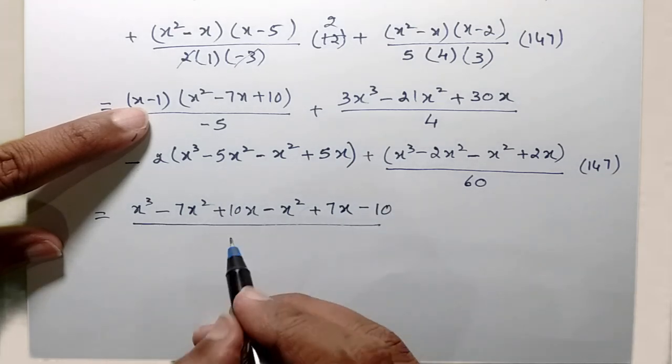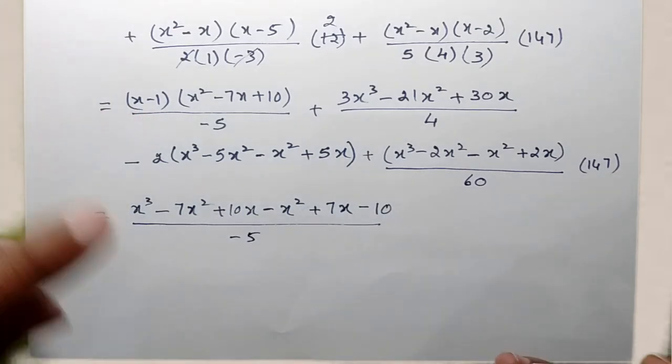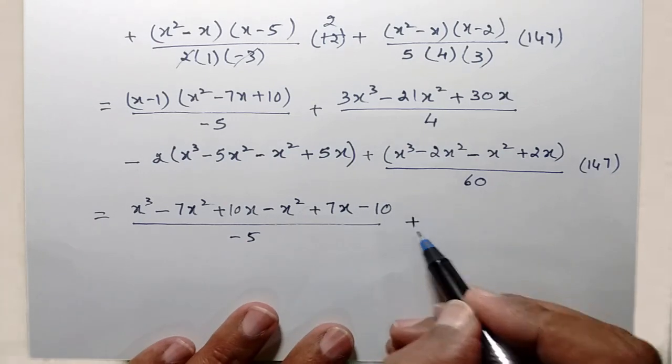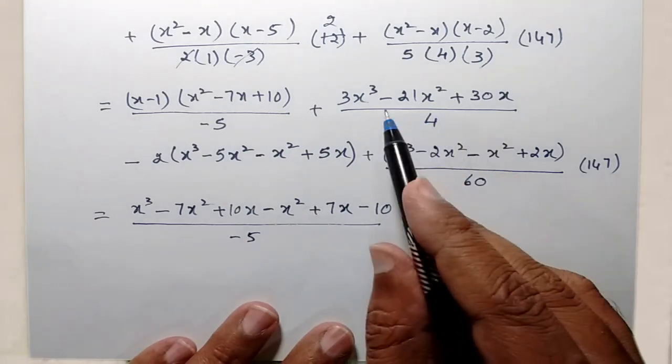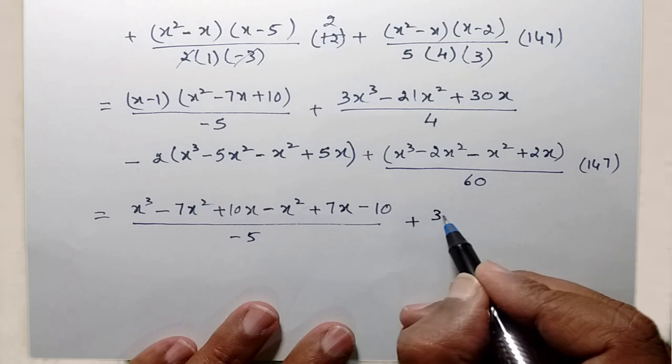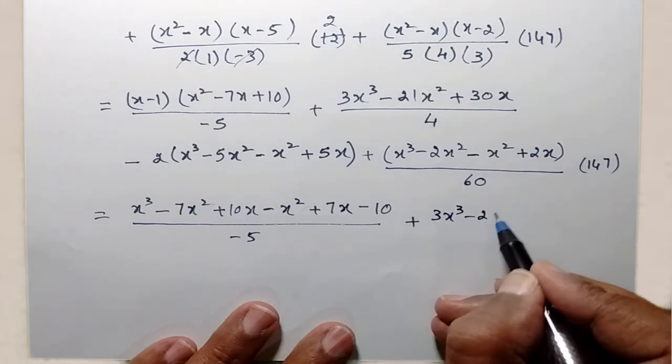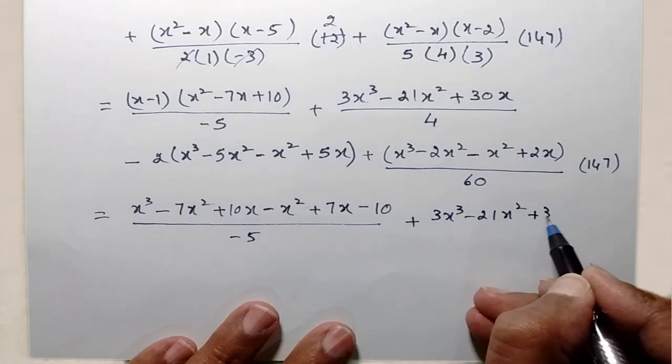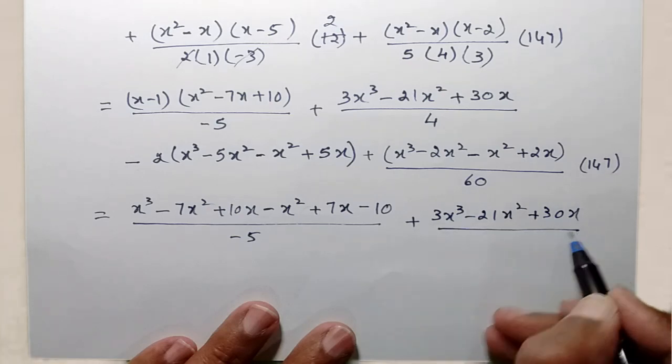Divided by the denominator is minus 5 as it is. Here this expression also you can keep it as it is. You cannot add anything. So just write 3x cube minus 21x square plus 30x divided by how much? Divided by 4.